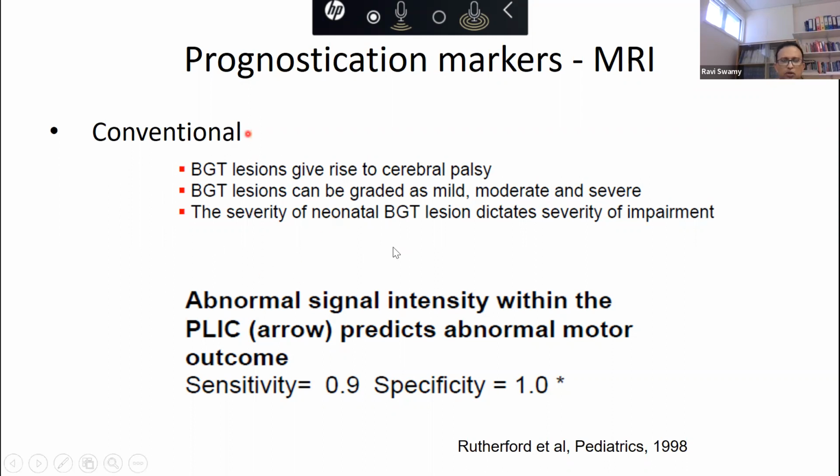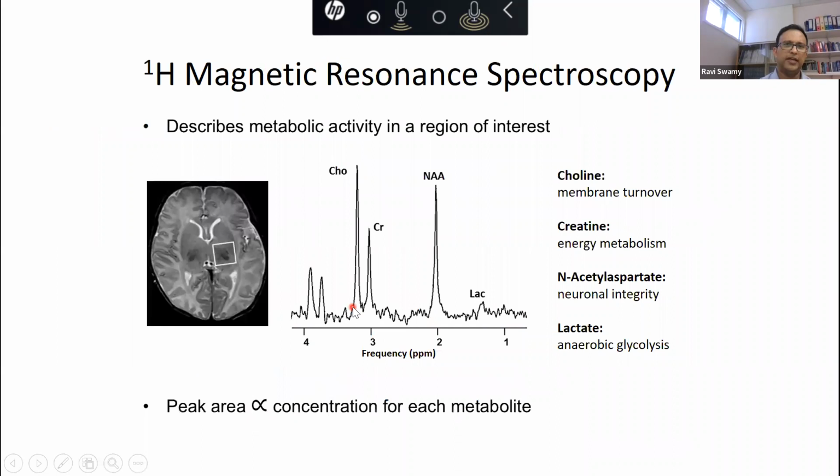So you look for two things in MRI. One is the BGT lesions, okay, and the second one is the PLIC sign. So if you do these two in MRI, then you are almost sorted. You'll get an official report, but you can do these two things yourself. Now, the last thing is called the MRS. Now, magnetic resonance spectroscopy. This is a new tool which has come in many institutes, and it is very helpful.